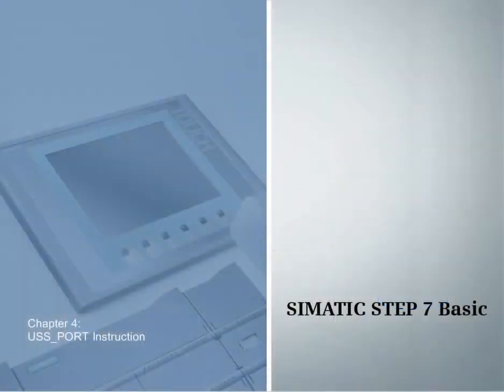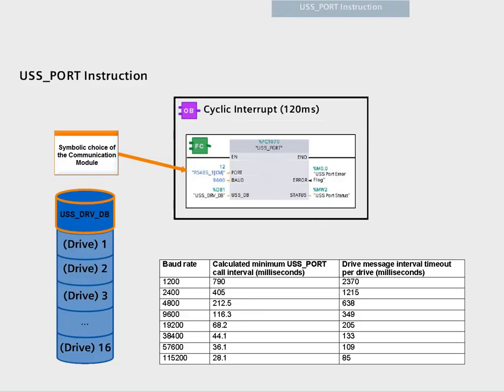Chapter 4. The USS port function. Since every data exchange to a drive requires a certain amount of time, there is a smallest possible call interval for each possible baud rate. The table shows that for a baud rate of 9,600 baud, the cyclic interrupt would have to have a value of 120 milliseconds to guarantee smooth communication to the next drive. Please note that a higher baud rate may mean a higher sensitivity to electromagnetic interferences.